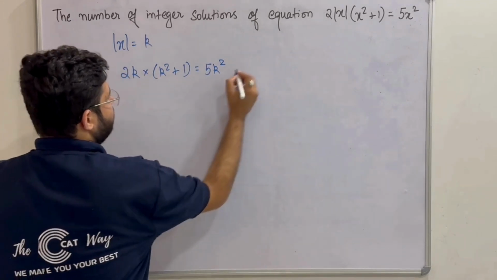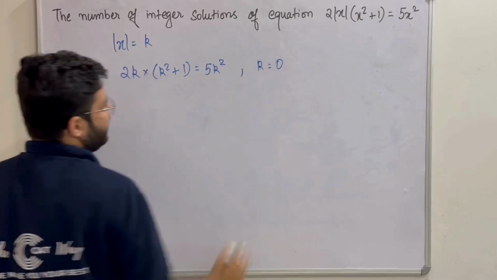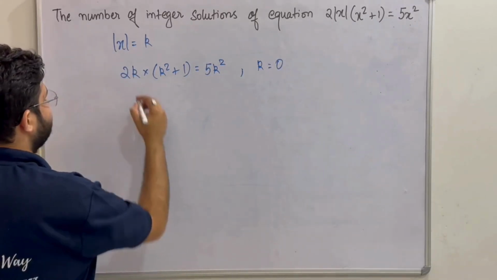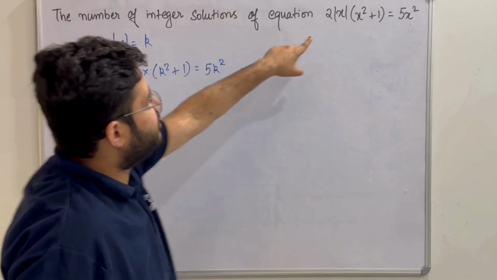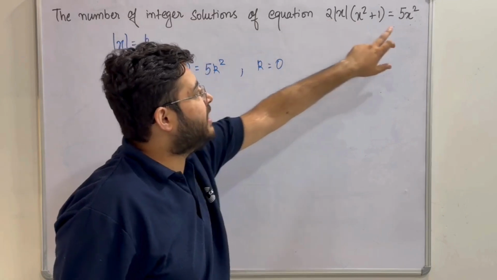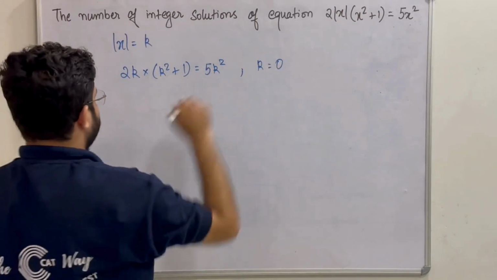Now see, there will be always one solution that k is equal to 0. Right? That would be one solution for us. Because if you put k equal to 0, everything would be equal to 0, because here is a mod of x that is getting multiplied, there also x is getting multiplied, it will become 0. Right? So that's one solution.